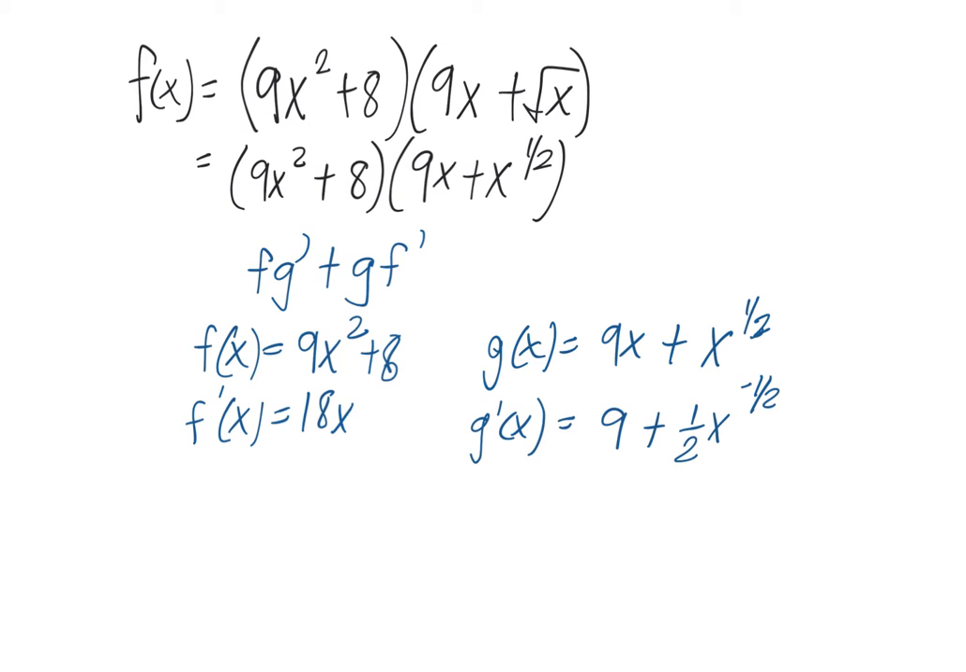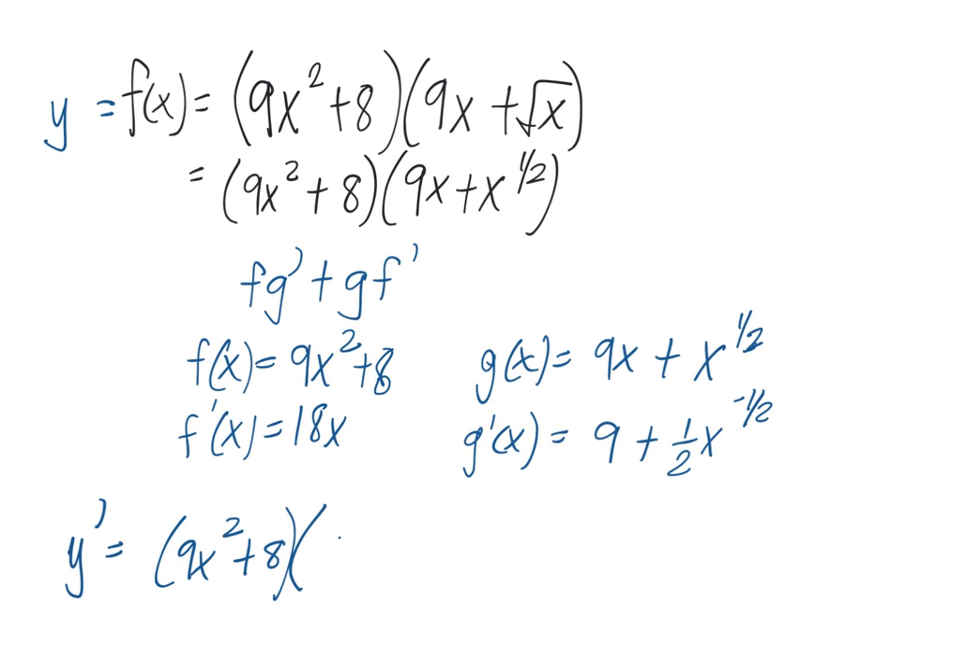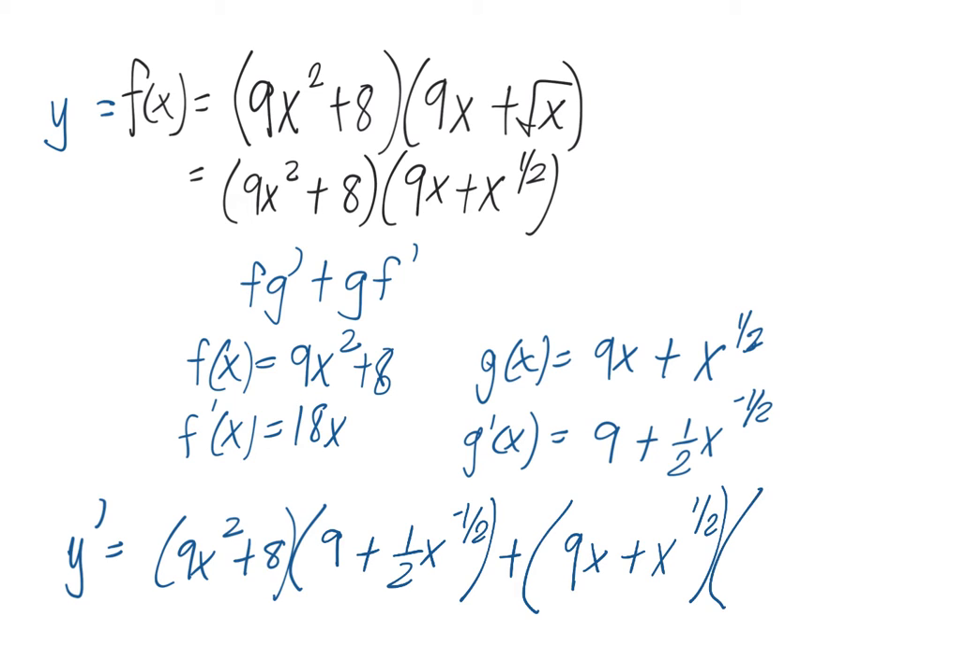So let me back up and call this y. Now I call it y prime, and you won't get f prime confused with that f prime. Okay, so the first function was 9x squared plus 8. The derivative of the second was 9 plus 1/2 x to the negative 1/2, plus the second function multiplied by 18x, the derivative of the first.